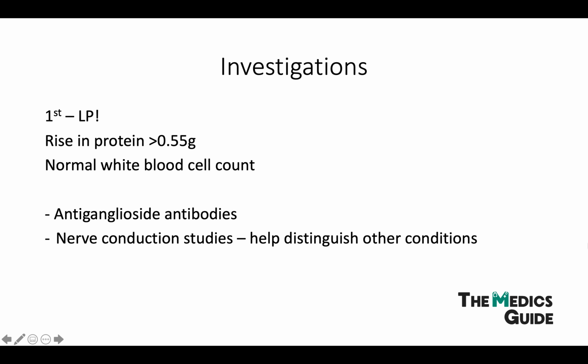Routine blood tests should also be done, and things like creatine kinase and immunoglobulin levels should be tested, and that's because it can exclude other causes of weakness and also reduce the risk of giving immunoglobulins, which is part of the treatment. And in renal failure, immunoglobulins are relatively contraindicated, so it's just for that really.